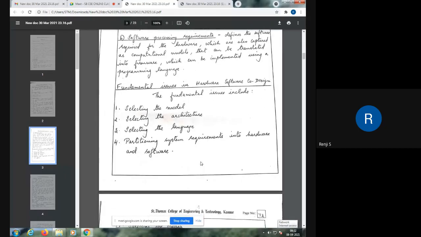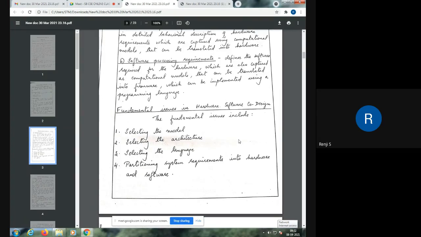Okay, we'll stop with this. Next, we'll have to discuss the issues regarding this co-design process. As I said earlier, the traditional approach has some drawbacks. Likewise, the novel approach also has some issues in development. What are the issues in the hardware software co-design process? We'll cover that in the next class.